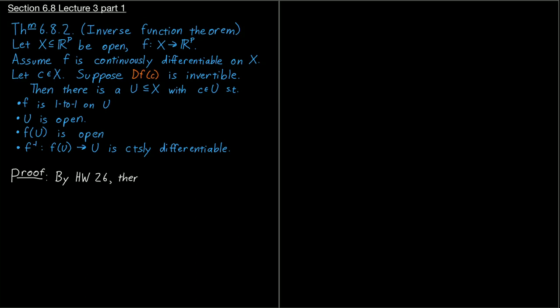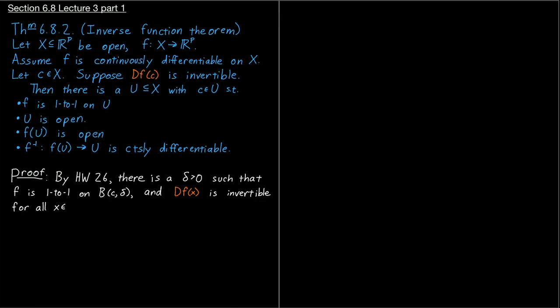There is a positive number delta such that f is 1-to-1 on the ball centered at C of radius delta, and df of x, not of C of x, is invertible for all x in this ball.